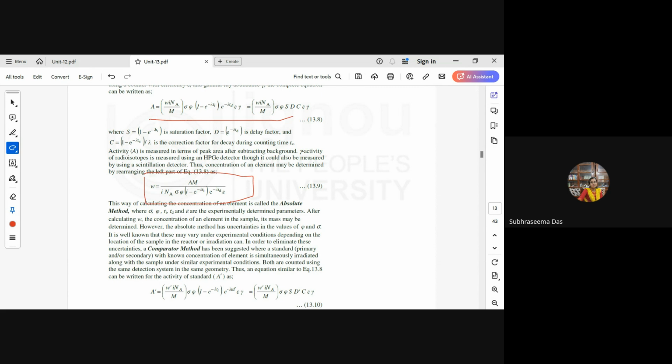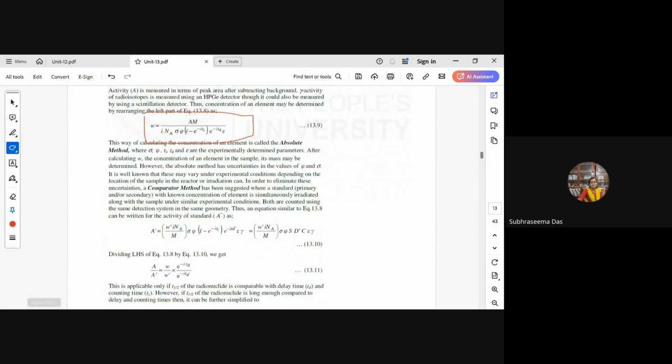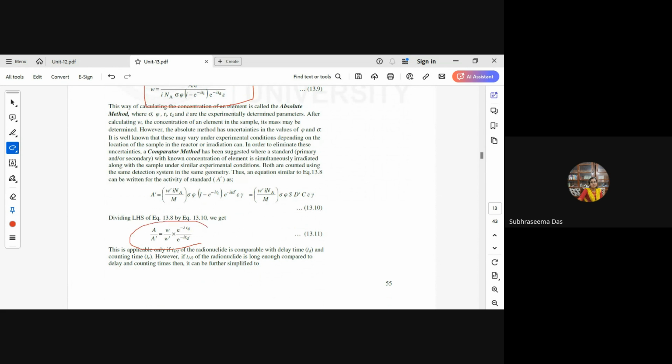In order to eliminate the uncertainties in the absolute method, a comparator method has been suggested, where a primary or a secondary standard is taken and its concentration is compared with that under the experimental conditions. Both the parameters are counted using the same detection system, and finally equation 13.11 is obtained, where A by A dash is given by the following equation. This equation is only applicable if T half of the radionuclide is comparable with the delay time and the counting time.